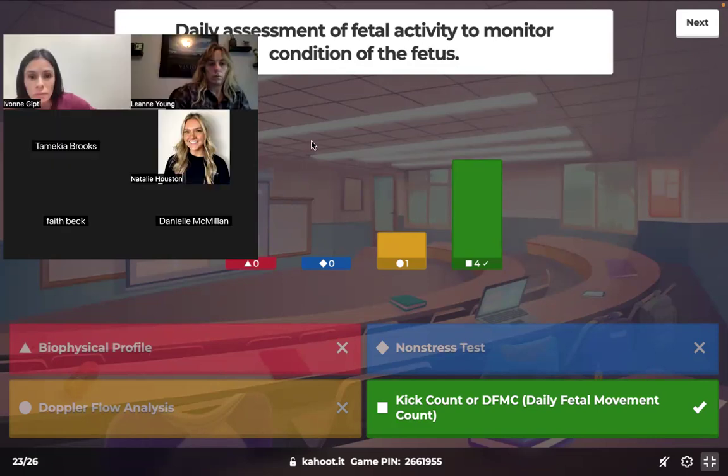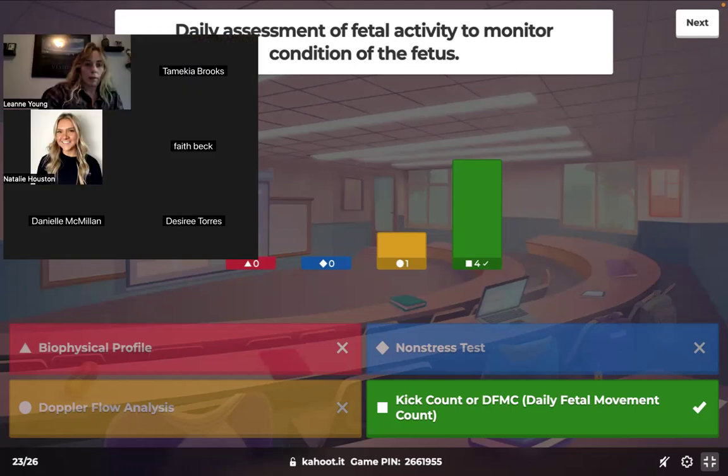Well, I know you want there to be 10 in a 2 hour span. Yep, definitely. Yep, you got it. So 10 in a 2 hour span. We want them to do them at the same time every day, ideally.